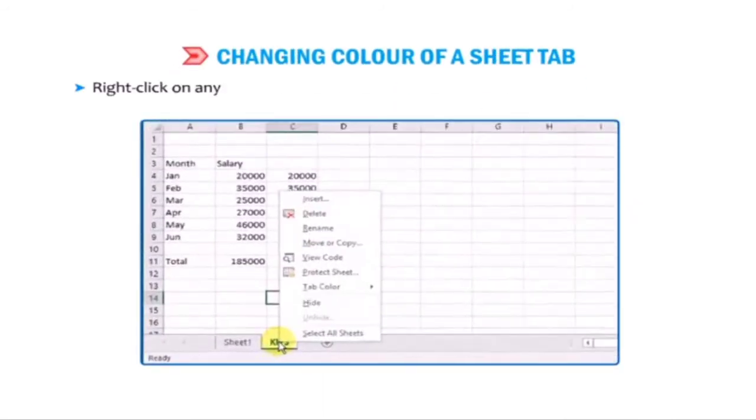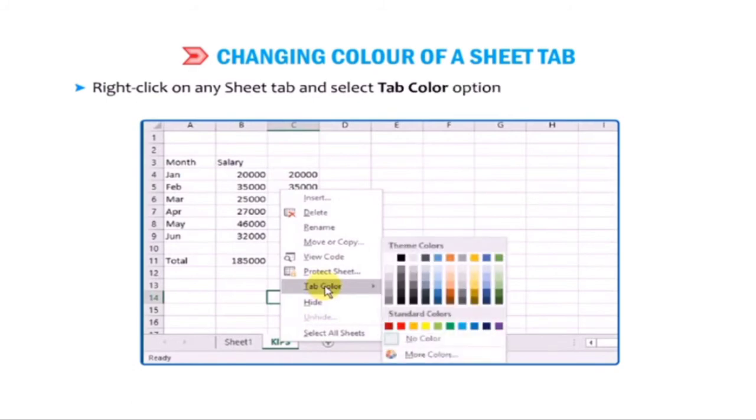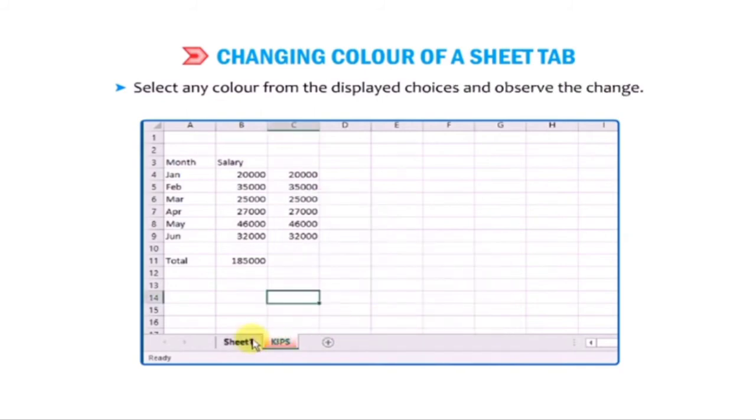Now let's talk about how to change the color of a sheet tab. Right-click on any sheet tab and select the Tab Color option from the shortcut menu. Select any color from the displayed choices and observe the change.